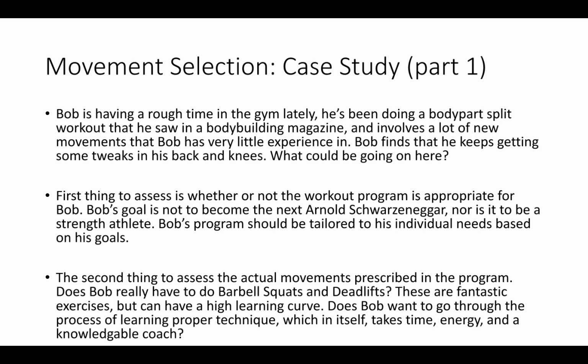Well, the first thing we need to assess is whether or not the workout program is appropriate for Bob. See, Bob's goal is not to become the next Arnold Schwarzenegger, nor is it to be a strength athlete. Bob's program should be tailored around his individual needs based on his goals, such as what he really wants this all to lead to, which is performance with ball hockey. He wants to get back into playing ball hockey regularly, so he likely doesn't need a big bodybuilding program to do that.